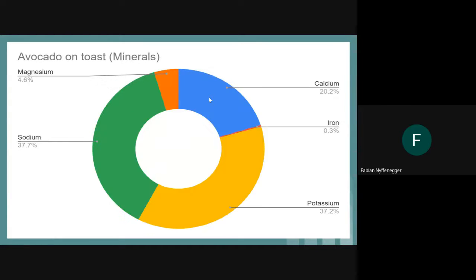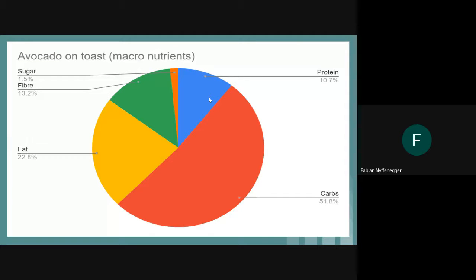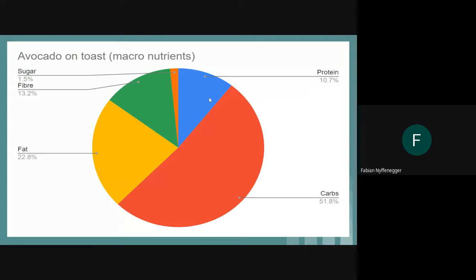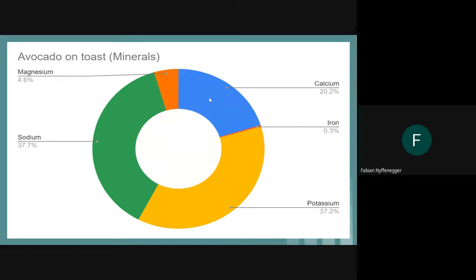Next, 10.7% protein is also found in avocado on toast, which comes from the yeast found in the toast, and avocados also contain some protein. And lastly, sugar, or 1 gram of total sugar. As avocado is a fruit, it automatically consists of sugar, but in avocados you can find less sugar compared to other fruits. Now let's talk about the minerals found in avocado on toast.